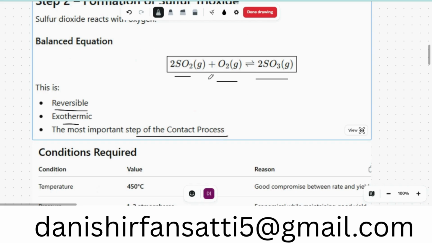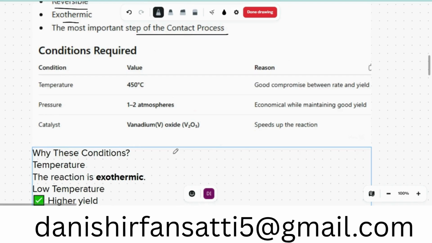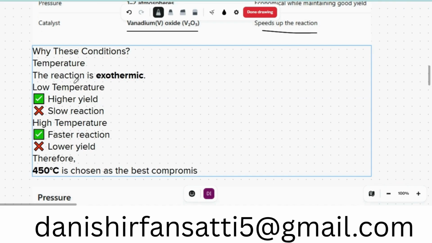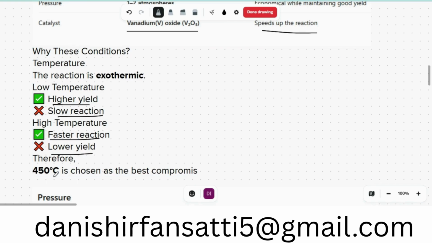This step is the most important process that will determine the rate of reaction. The temperature is 450 degrees, which is a compromise between yield and rate. Pressure is 1 to 2 atmospheres, economical while maintaining good yield, and vanadium oxide is used as a catalyst to speed up the reaction. Since the reaction is exothermic, low temperature gives high yield, but the problem is the reaction is slow. High temperature gives a faster reaction, but the yield is lower. 450 is chosen as the best compromise.